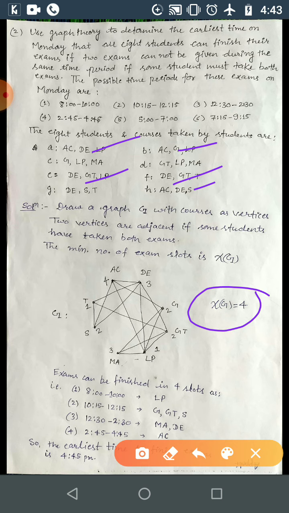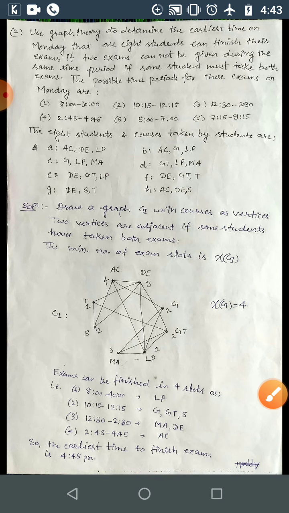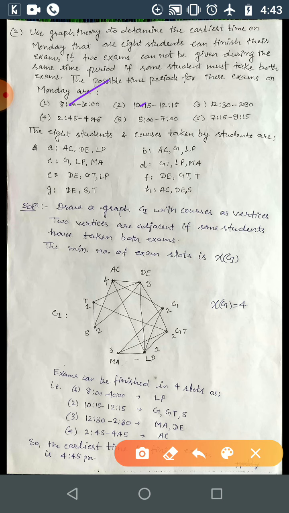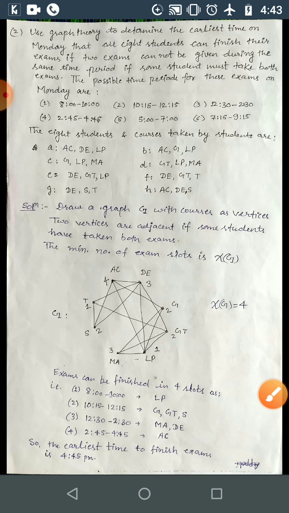How? In one slot you can take LP, linear programming. Next, in another slot you can take geometry, graph theory and statistics. In another, modern algebra and differential equation, and in the 4th one there will be advanced calculus. So the earliest time to finish the exam, using first, second, third, fourth slots, if no rest is allowed, will be 4:45. So these are the applications of this coloring.